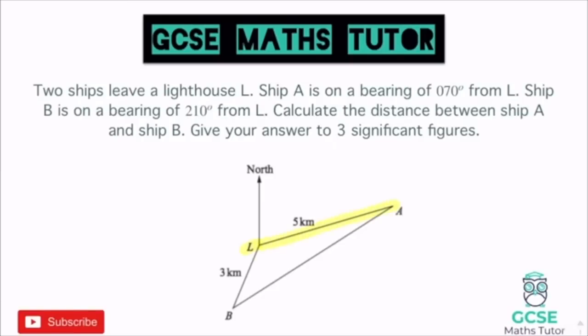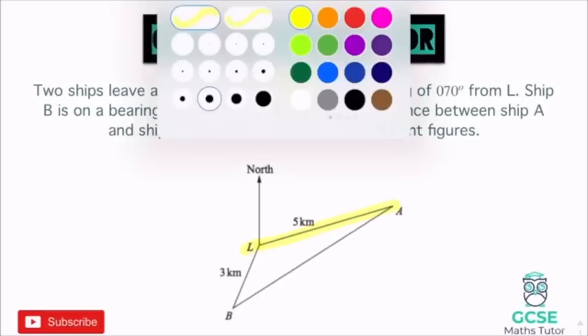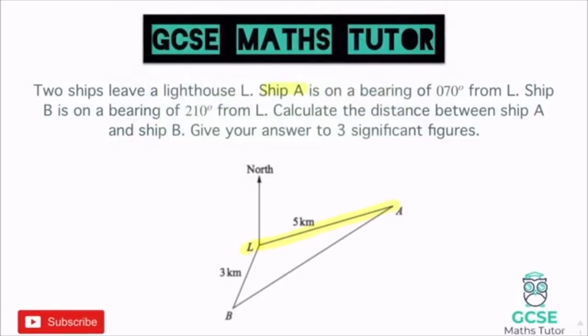And then it says, and let's just highlight that, so ship A, and then we've also got ship B, and it's on a bearing of 210 degrees from L, and that's going down here, this 3 kilometres there, down to B. And it says calculate the distance between ship A and ship B and give your answer to 3 significant figures. So it wants the length of this line here, A to B.